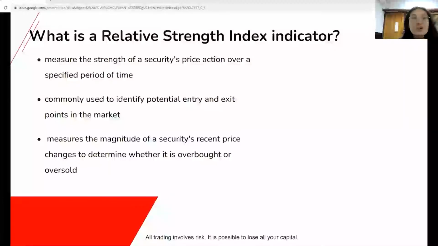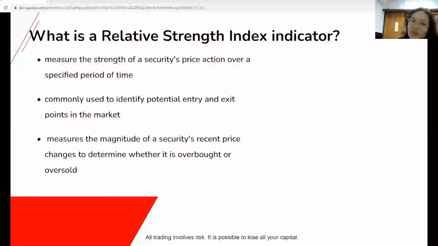Let's start with what exactly is the RSI. RSI stands for Relative Strength Index, and it's used to measure the strength of a security's price action over a specific period of time. It's also commonly used to identify potential entry and exit points in the market. We'll be going through that in a couple more slides. The RSI indicator measures the magnitude of a security's recent price changes to determine whether it's overbought or oversold.